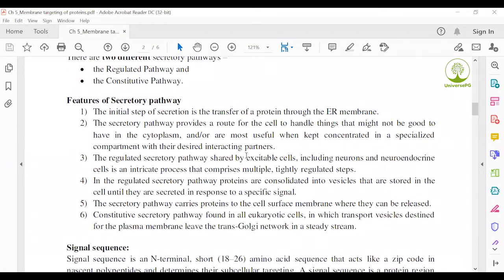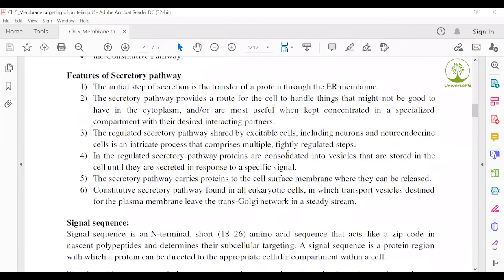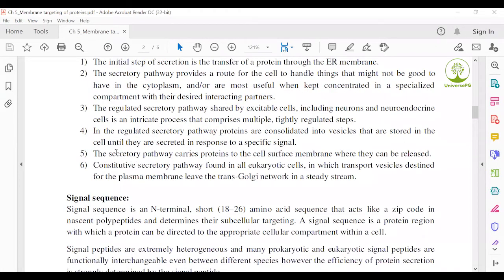Phases of secretory pathway. Some important phases: the initial steps of secretion are the transfer of the protein through the endoplasmic reticulum membrane. The secretory pathway provides a route for the cell to handle things that might not be good to have in the cytoplasm. Another phase, the secretory pathway carries protein to the cell surface membrane where they can be released.